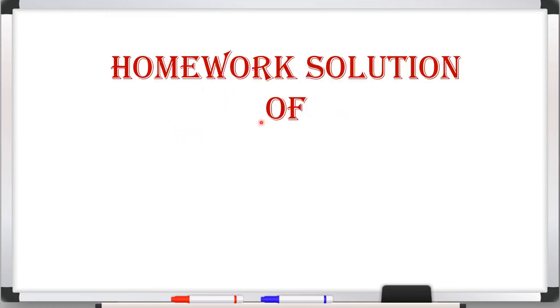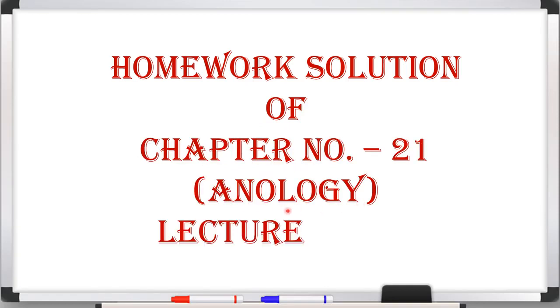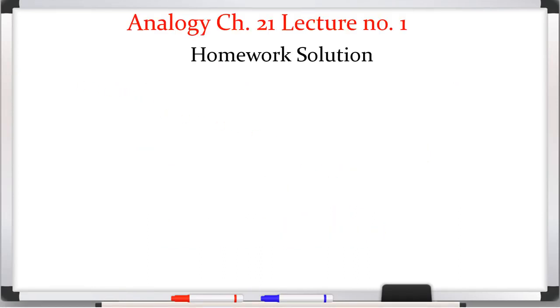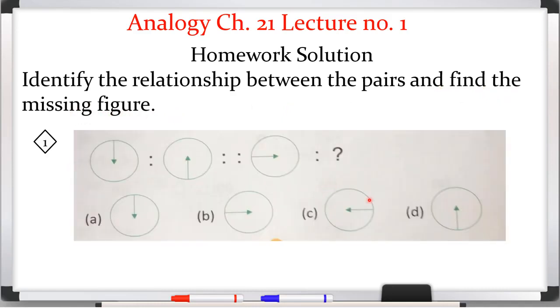Now, homework solution of chapter number 21, analogy, and lecture number 1. Okay. Now it is given identify the relationship between the pairs and find the missing figure. Okay, we have given in question number 1 this figure. You can see first we will see the relationship between these two. Okay, and here you can see one circle is there with the arrow that is at lower side. Okay, and in next it is given again a circle with the arrow at upper side.